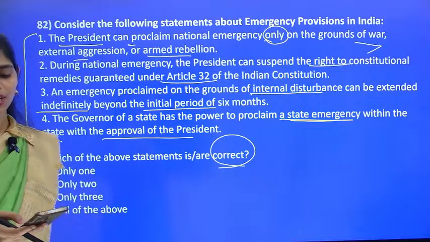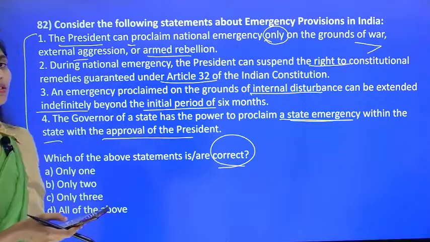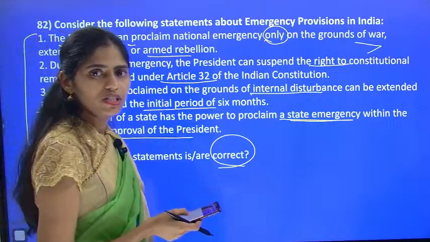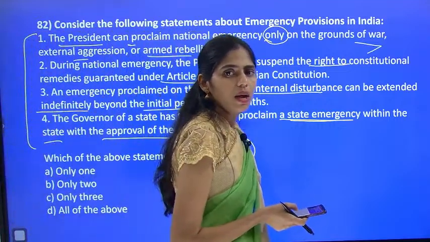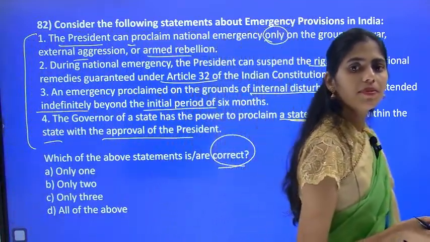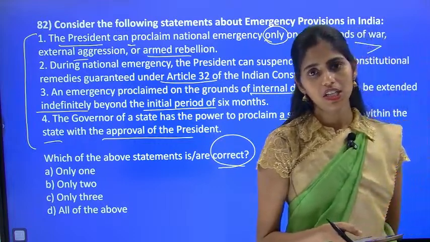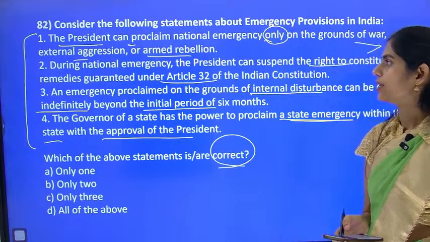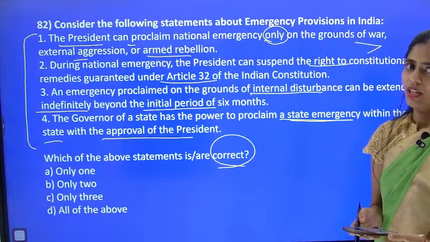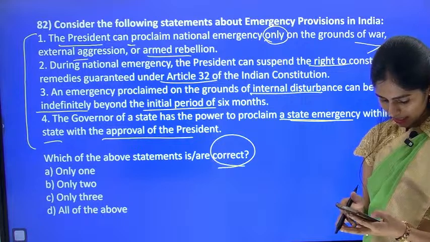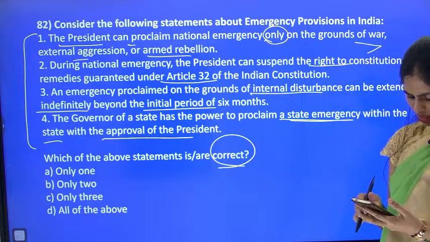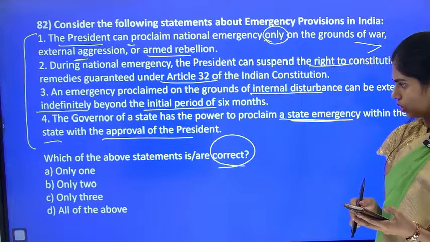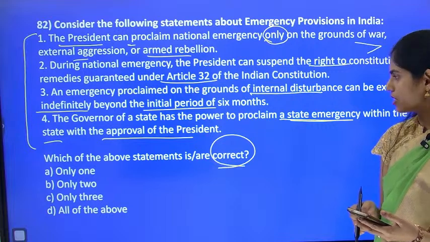Come on, it is also a very important topic, emergency. We have 3 types of emergencies: national emergency, President's rule or state emergency, and next one is financial emergency, and this is also a very important topic. So tell me about the first statement, whether it is right or wrong. Here, the second statement is wrong. Shuddhata says, Yash, C, only 3. Kavya, 4 is incorrect.